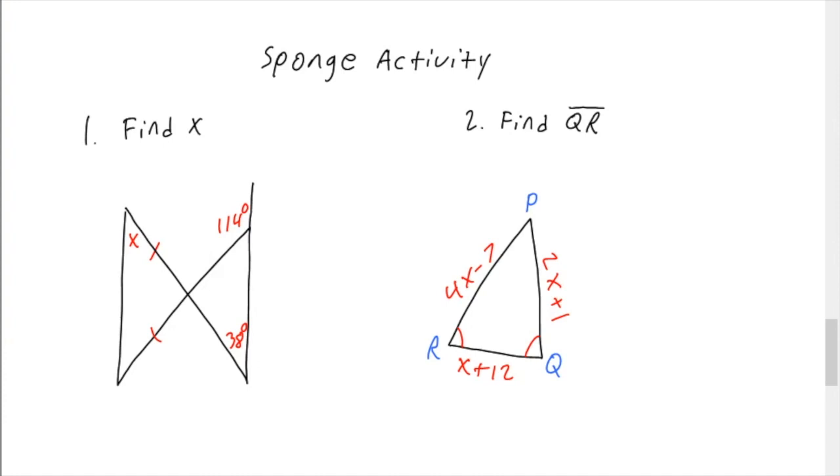And number 2, find QR. So I want to know what is the measurement of QR. What's the length of QR? So you've got 4x minus 7 here, 2x plus 1 here, x plus 12 there, and these two marks here should be enough information for you to be able to find QR. Hint, you'll have to find x first before you can find out what QR is.